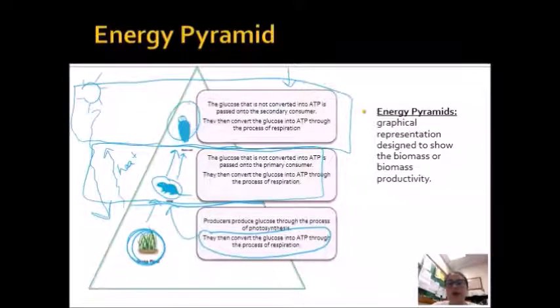So again, energy pyramids will show you not only the amount of energy available at each trophic level, which is each energy level, which is each section of the food chain, it also shows you the amount of each organism that can exist at each level.